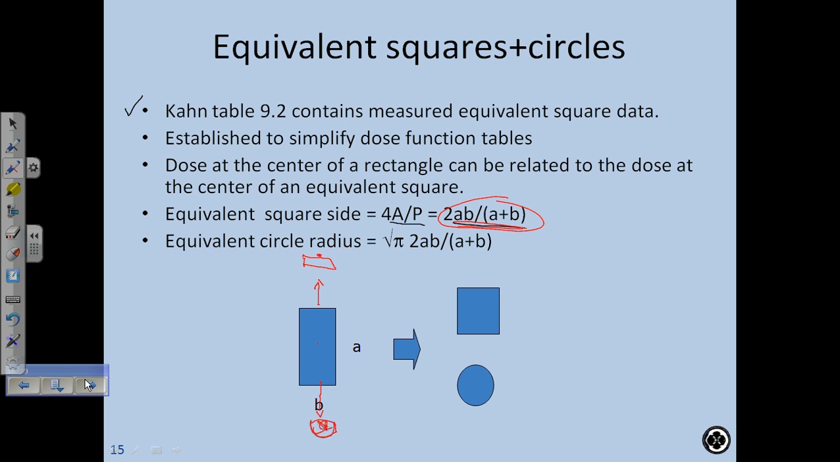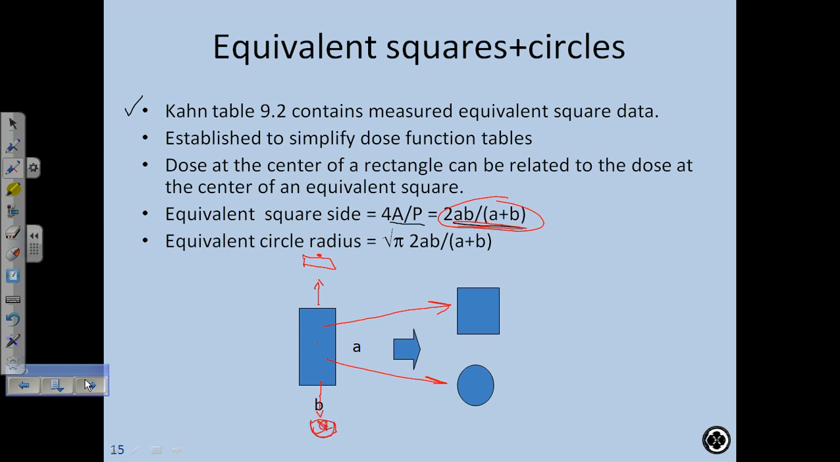The equivalent circle radius: again, you can take a rectangle and make it into an equivalent circle, and that's just by doing this. Now you've got a square times the square root of pi, and that's the equivalent circle for this rectangle. So you can go to either a square or a circle from that rectangle based on this equation or this equation. Why would you want to go to a circle?